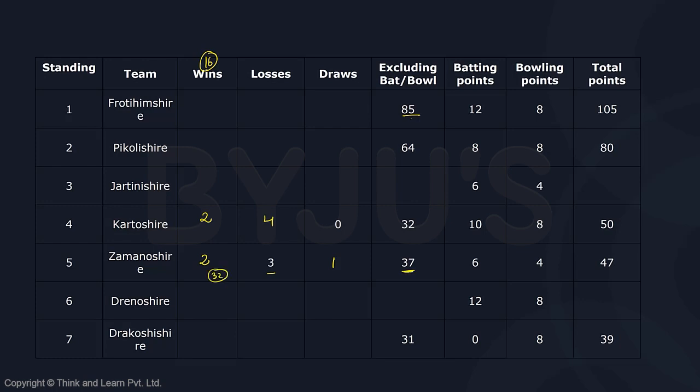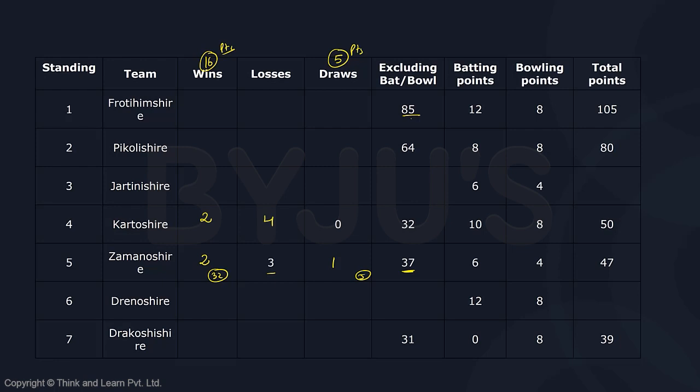So out of 37, 32 is done. This must be 5 points. So this gives me an idea that the draws must give you 5 points. So from here we can calculate that every win will get you 16 points and every draw will give you 5 points. Right so far?